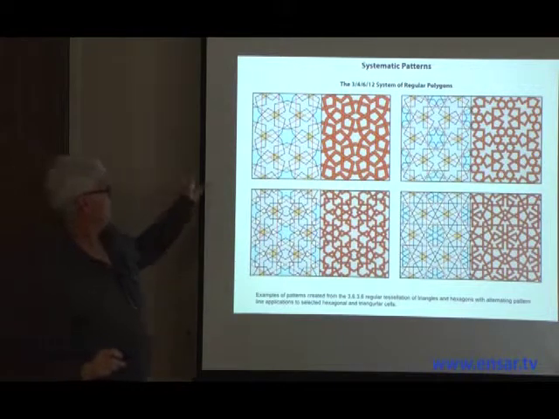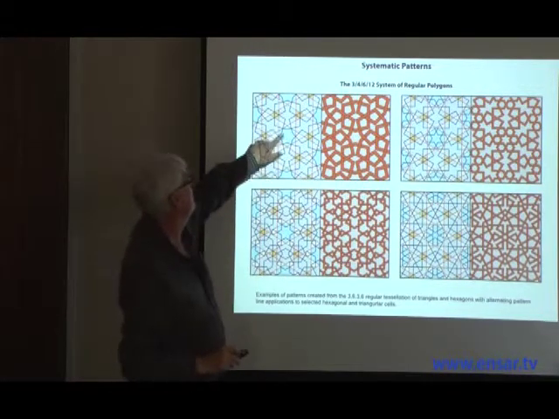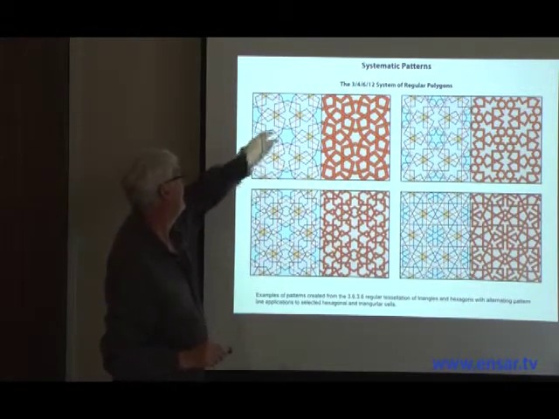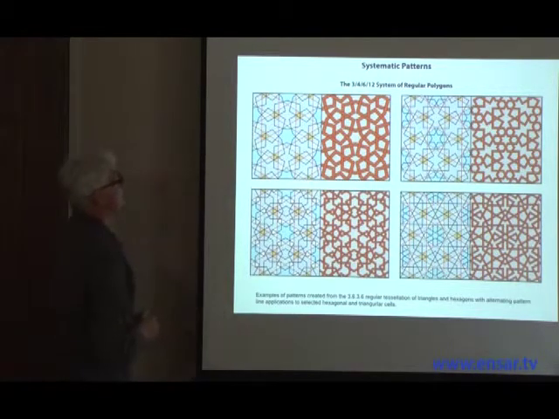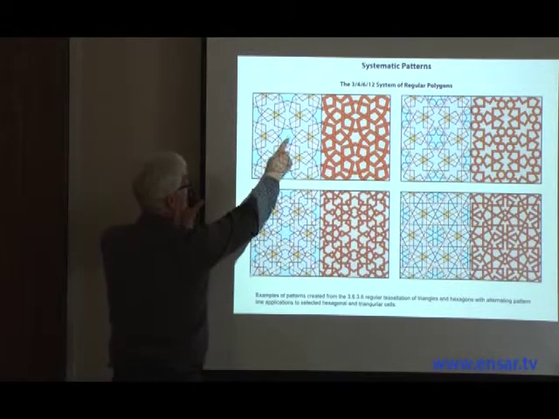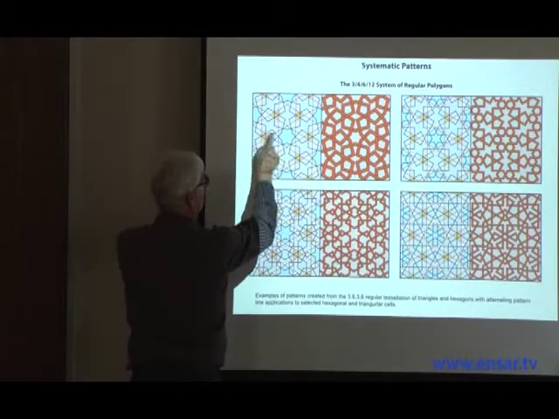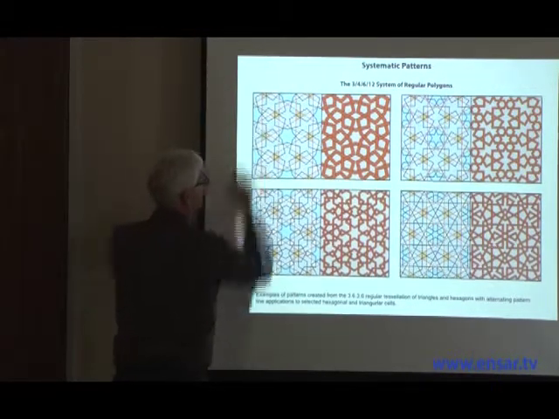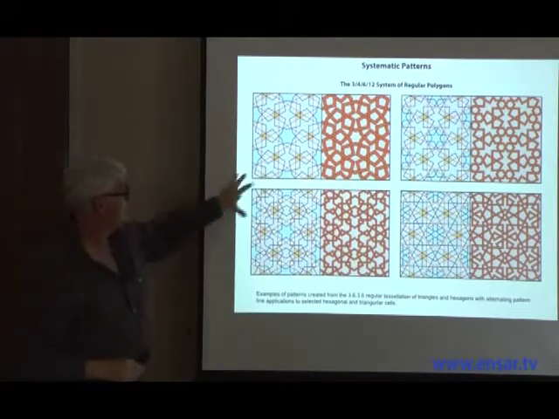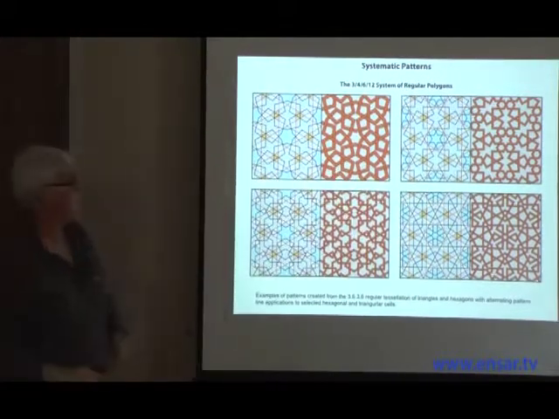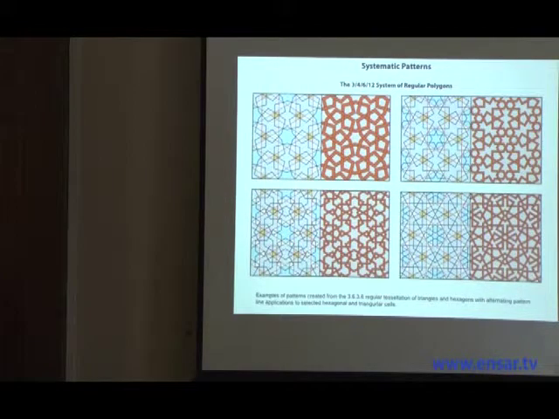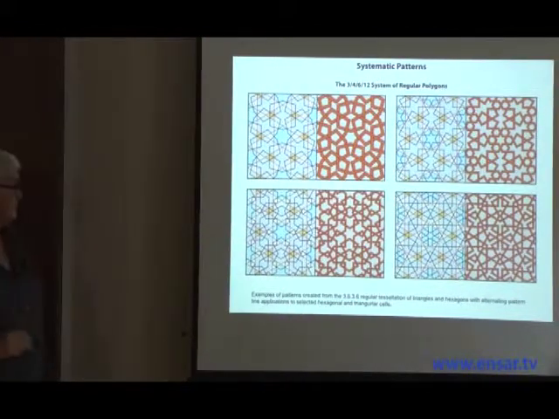Now, they also treated this particular grid with positive or active and passive cells. In this case, the active cells are the turquoise and the orange, and the passive cells are the white and gray. And you can see that that's another treatment that was very successful in making a variety of lovely historical patterns.